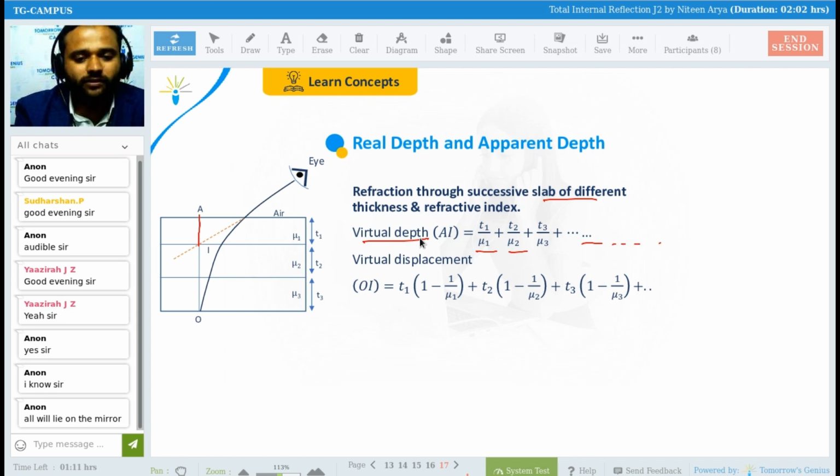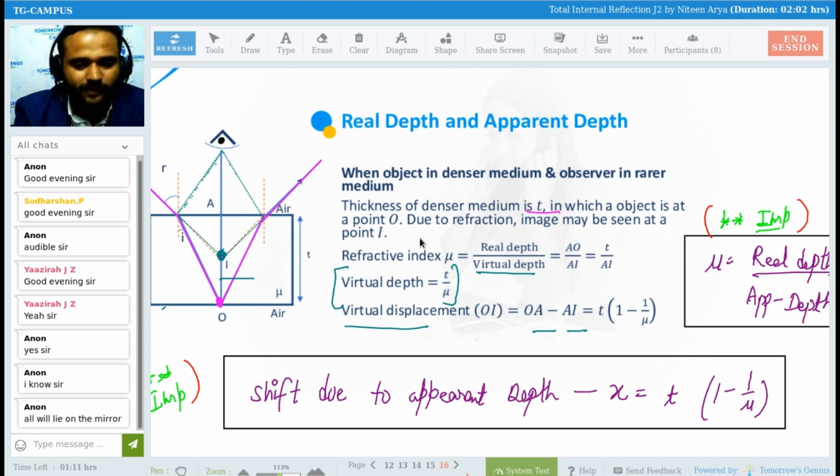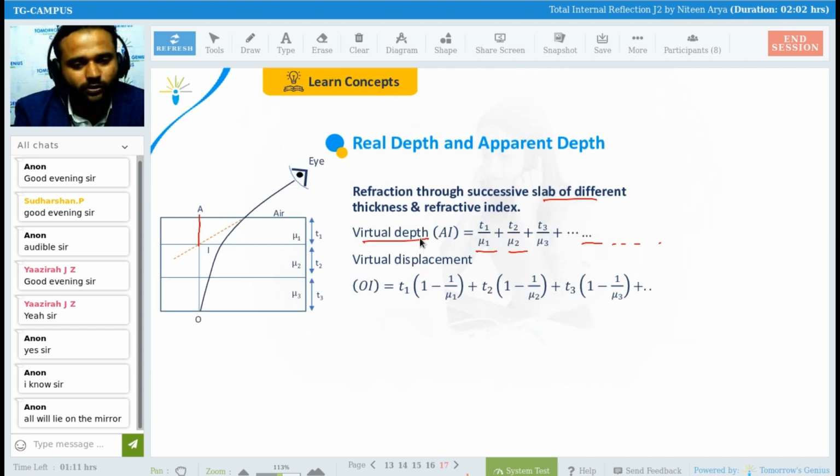So the virtual displacement, which we previously called shift due to apparent depth, or the shift due to this refraction process between the apparent depth and the real depth, is OI. That is your shift now. Instead of this particular point, you are seeing this. So how much shift is going on? This much shift is there.